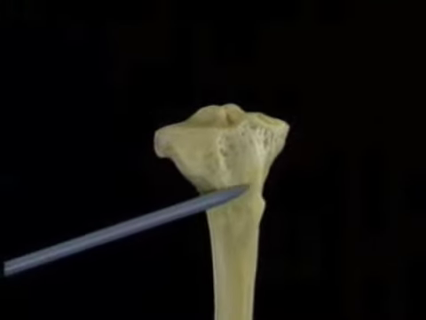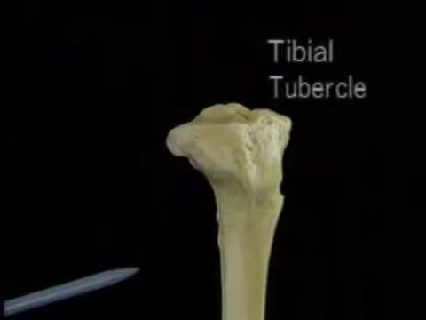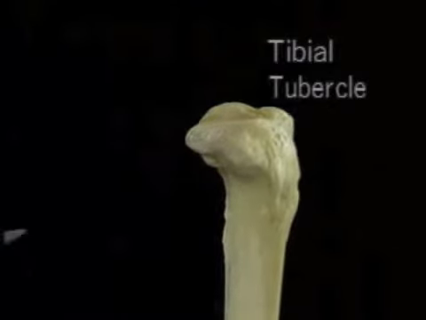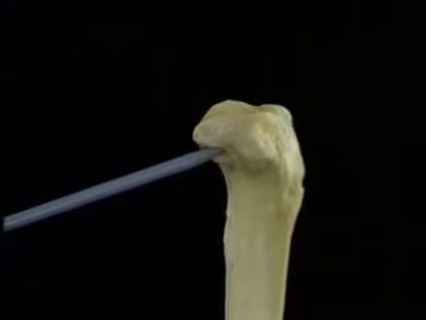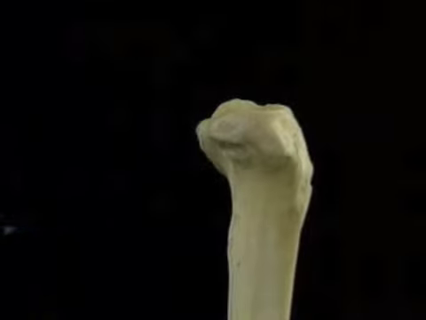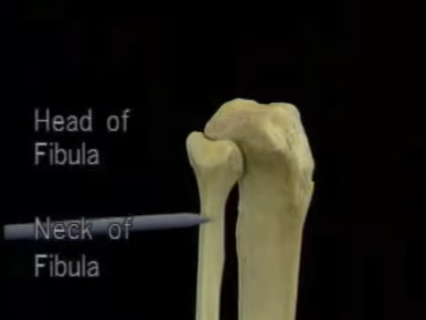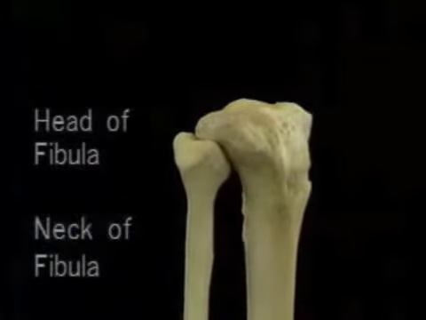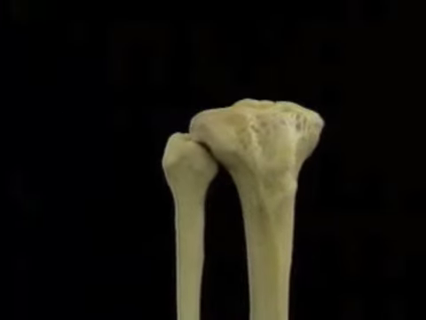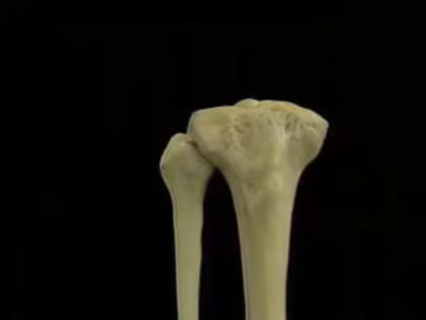This prominent lump on the front, the tibial tubercle, is the final insertion of the quadriceps tendon. The small facet under here is for the fibula, which we'll add. This is the head of the fibula, this is the neck. The head of the fibula is the point of attachment of a major ligament of the knee joint, as we'll see.